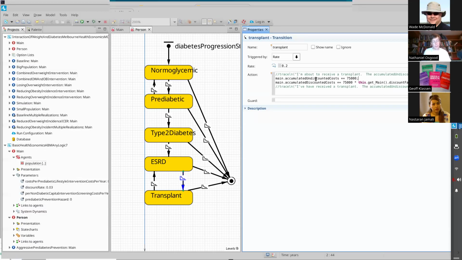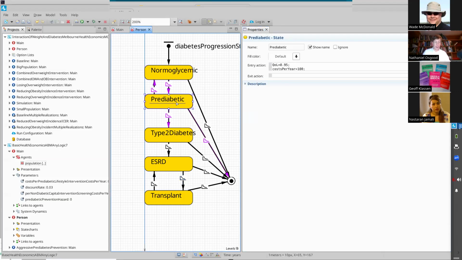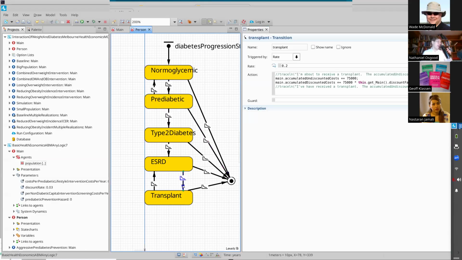Okay, so the idea here is that we have costs and quality of life being tracked across these health states. And those costs are accruing, some of them on a per year basis, adding up or being technically integrated up, but some being accrued on an event basis. When this transition occurs, $75,000 in cost is borne.